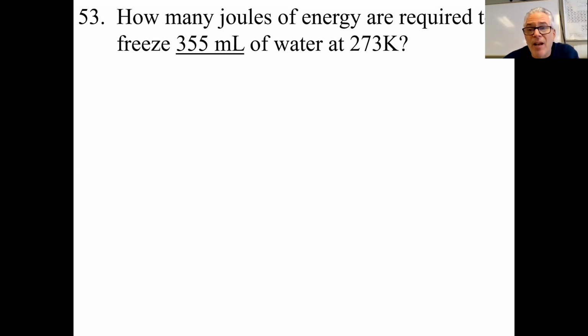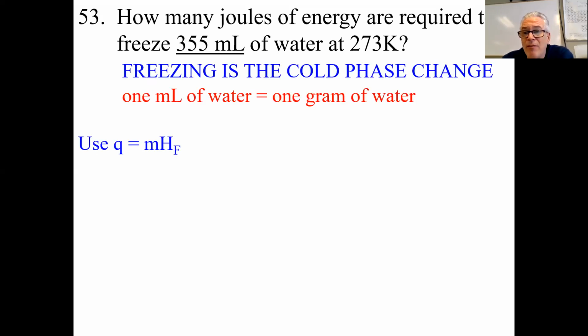Now, this is no change in temperature. This is going to be the Q equals mH of F formula. This is a cold phase change. And it might be fun to point out that 1 mL of water is equal to 1 gram because the density of water is 1 gram per 1 mL. So we can just switch 355 mLs into 355 grams. It's really easy. Now, the formula says Q, the amount of heat in joules, is equal to the mass times the constant called the heat of fusion. We just decided the mass is 355 grams and the heat of fusion constant is right here in Table B.